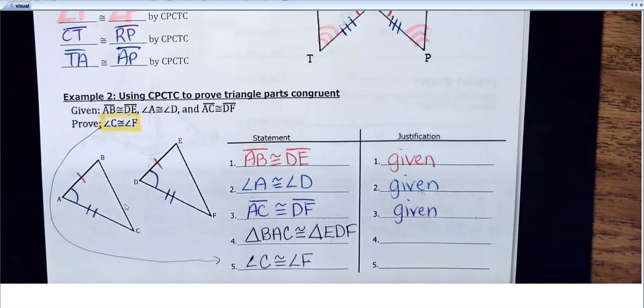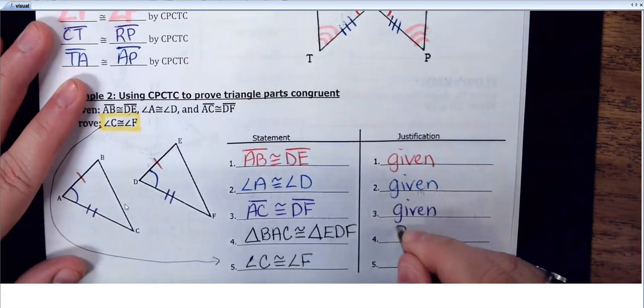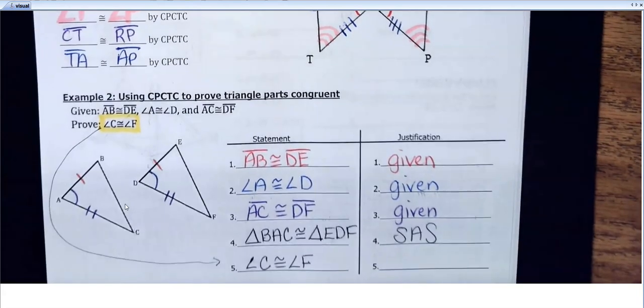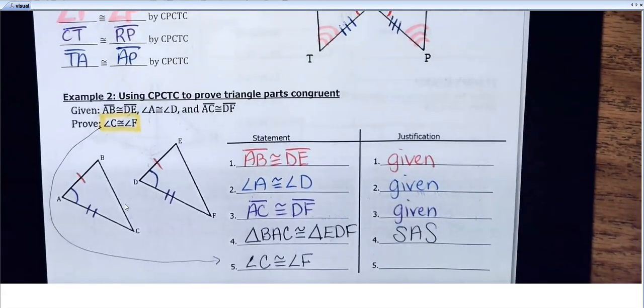Now, why, and look at the picture, look at what you got, sides and angles that you got marked. Why are these two triangles congruent? SAS, this is a nice sassy triangle, I guess. Okay, side angle side. Now, I proved the triangles are congruent.